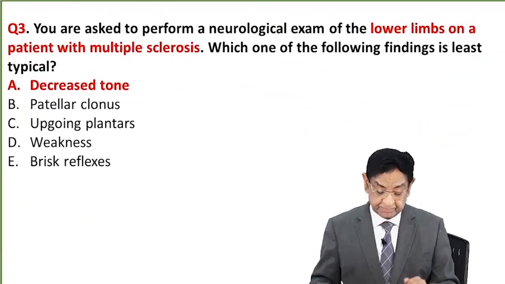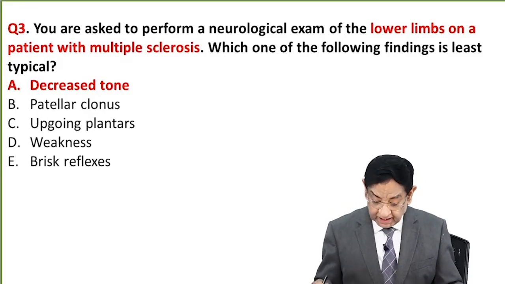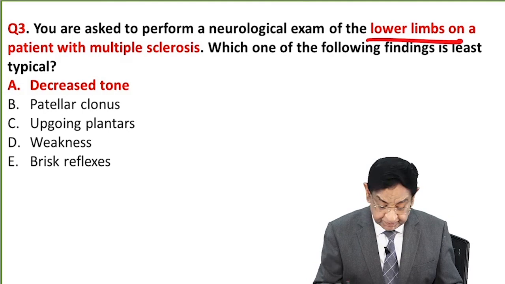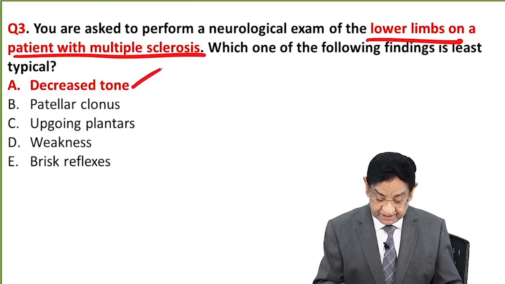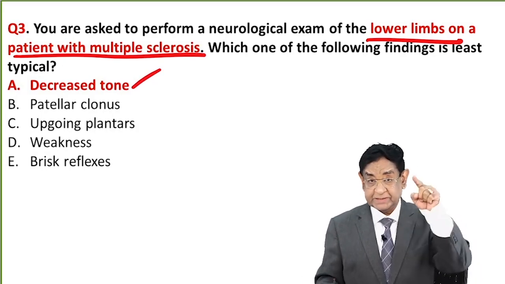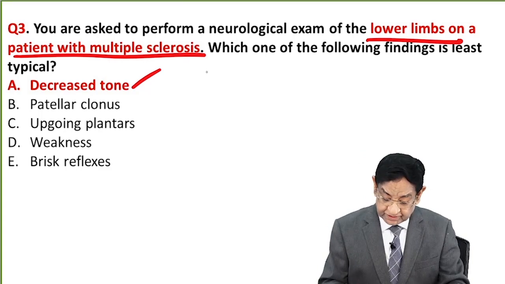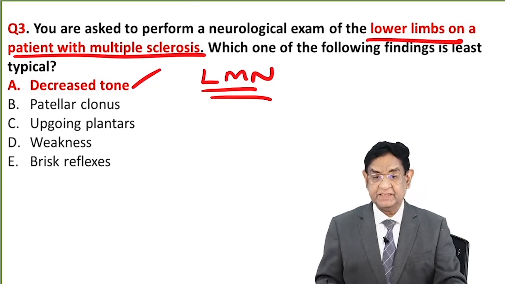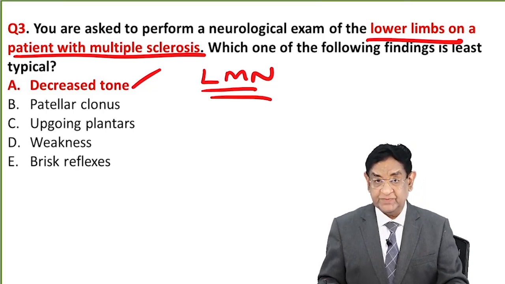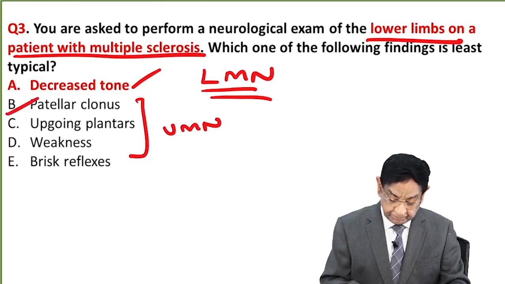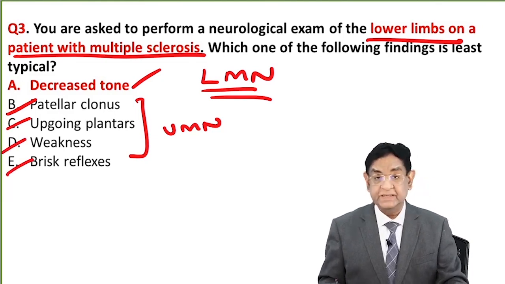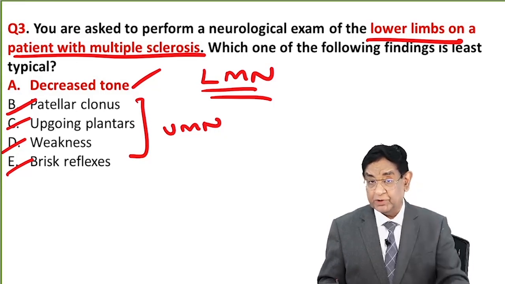Question number 3, a beautiful question. You have been asked to examine the lower limb of a patient with multiple sclerosis. Which finding will you not get? Decreased tone. Why? Now your concepts are clear. Decreased tone is a feature of lower motor neuron palsy, and as we learned in the basic concept, lower motor neuron palsy is not a feature. Upper motor neuron signs are the feature. So patellar clonus, upgoing plantar, weakness and brisk reflexes are all upper motor neuron features.